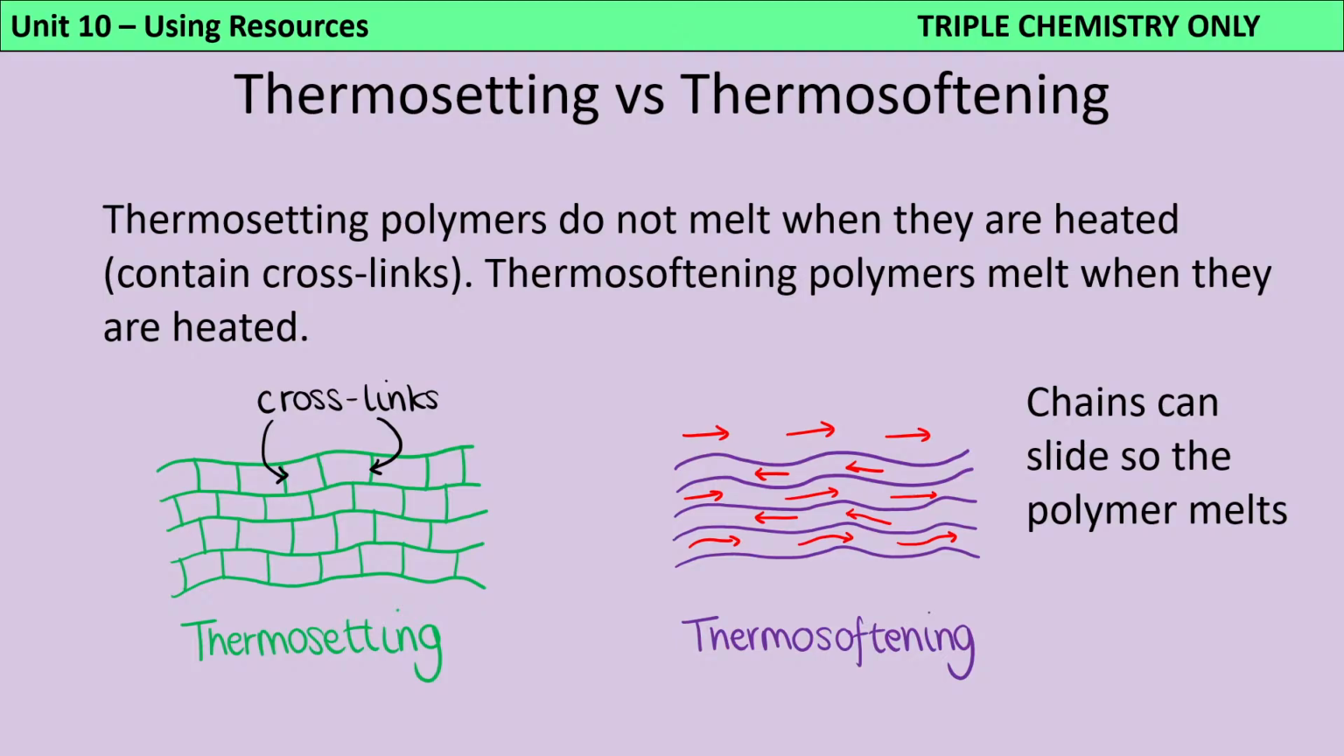Whereas thermosoftening polymers don't have cross-links. They don't have covalent bonds attaching one polymer chain to the next one. And so that means they do melt when the temperature gets high. So thermosoftening polymers are absolutely no good for anything heat sensitive. Like if you had a saucepan and you want to make a handle for the saucepan, there's no good making it out of a thermosoftening polymer because it would just melt off.